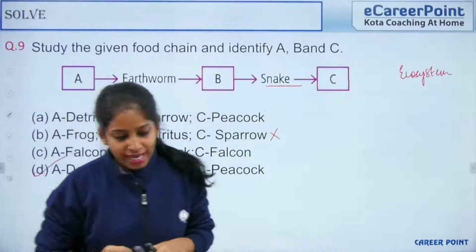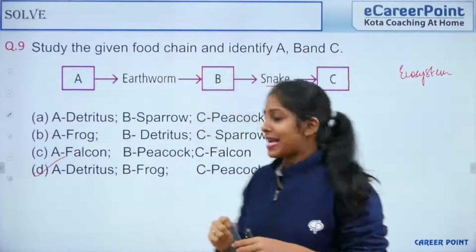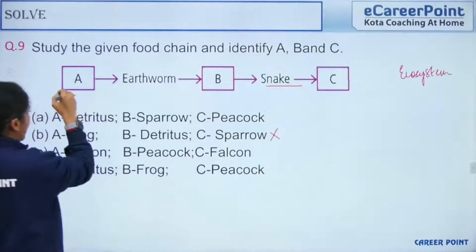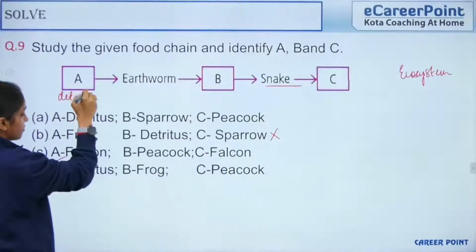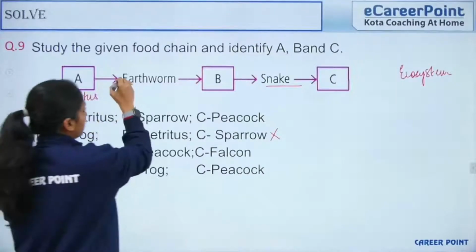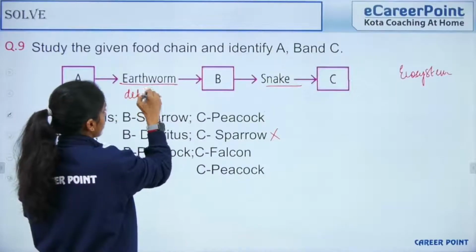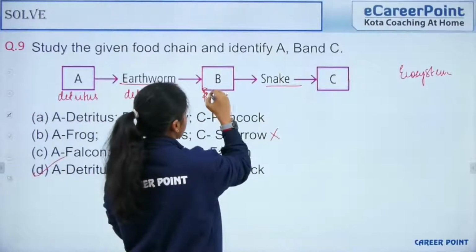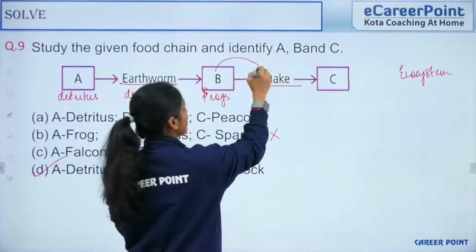Alright, so far any doubt? Yes, this is clear. This is a DFC, that is a detritus food chain, because earthworm comes under decomposers. So they are called detritivores. Earthworms can be eaten by frogs, and frogs are eaten by snakes, right?